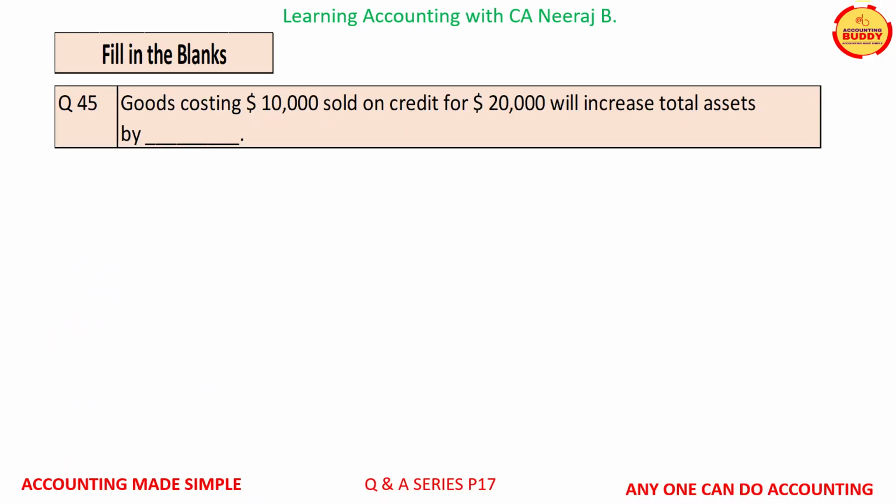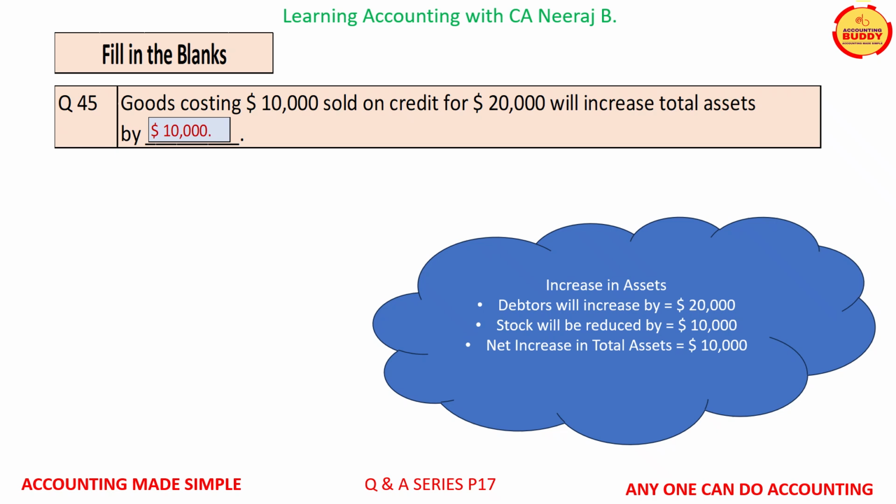Question number 45 on your screens is goods costing $10,000 sold on credit for $20,000 will increase the total assets by dash. The correct answer is $10,000. Let us analyze this transaction. Since the goods worth $20,000 are sold on credit, this will increase the debtors by $20,000. Now, $10,000 being the cost of goods sold will reduce the inventory by $10,000. Therefore, the net increase in total assets will be $10,000.